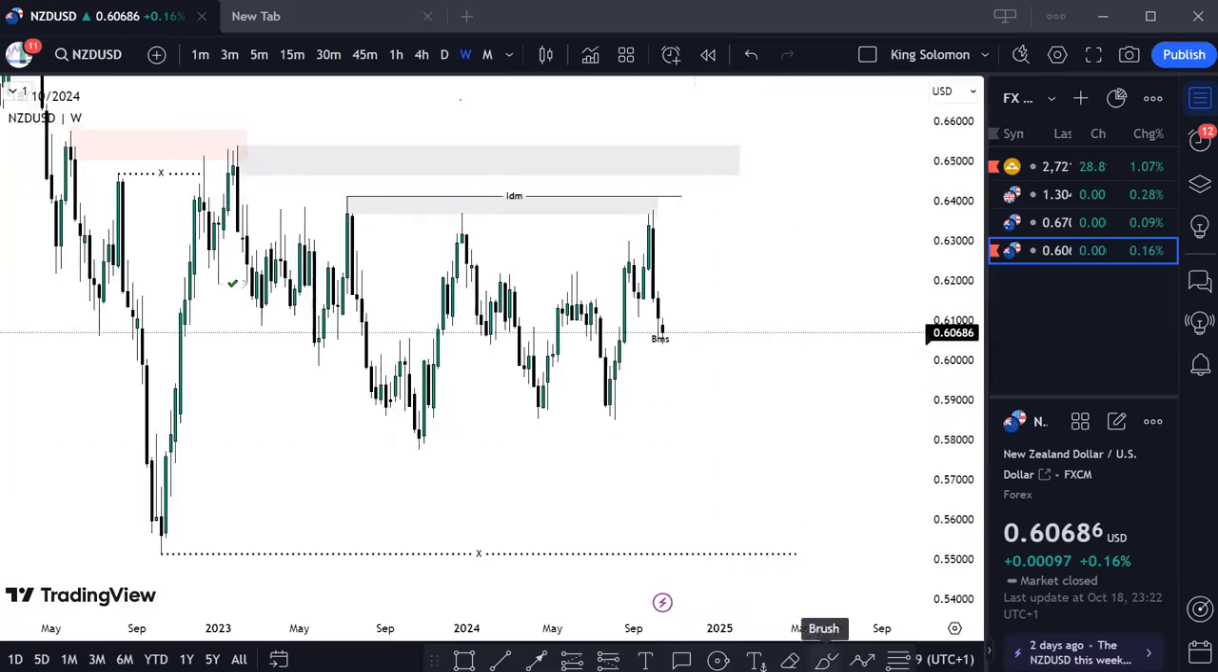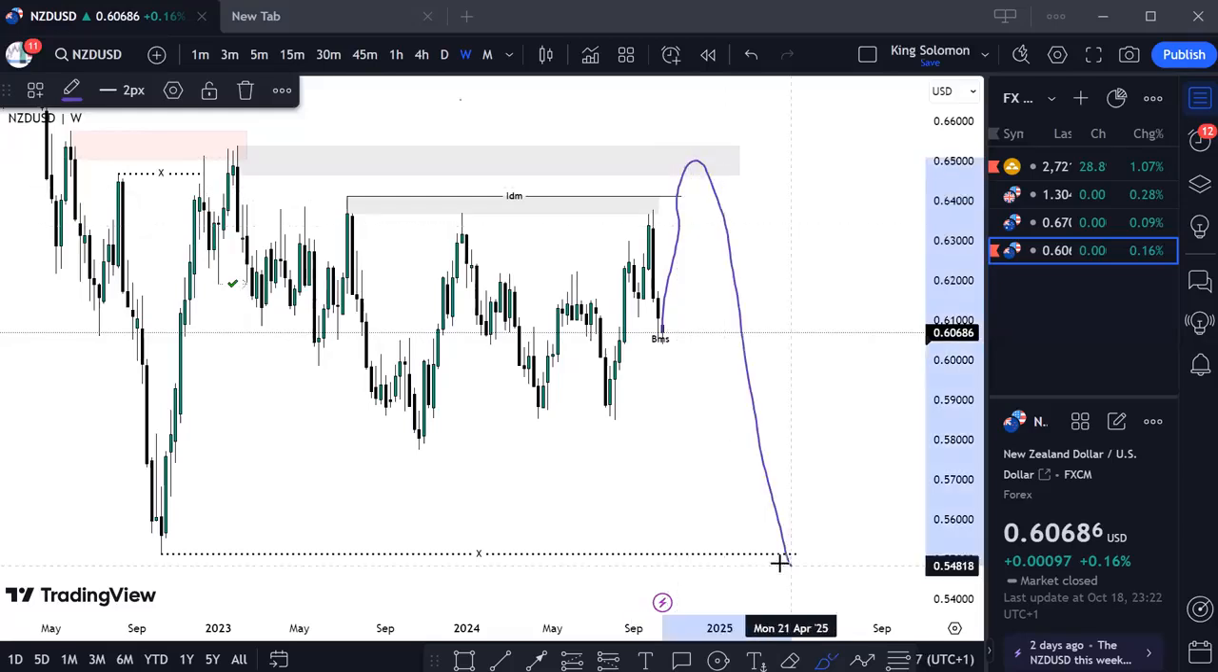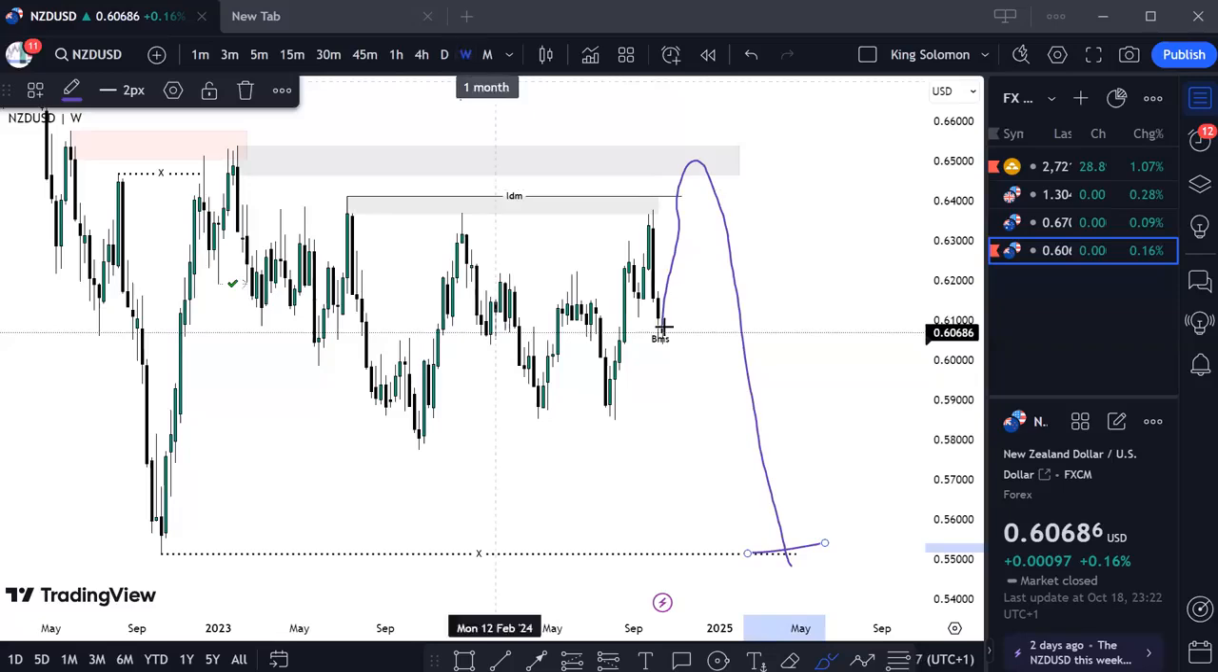So for this week, I'll be anticipating that price comes to clear this high, taps into this supply zone, and then comes down to take out this low. For this, I'm going to be making use of the lower time frame confirmation because this is the weekly time frame. It's even possible that we won't even tap into this high yet. This is the weekly time frame.